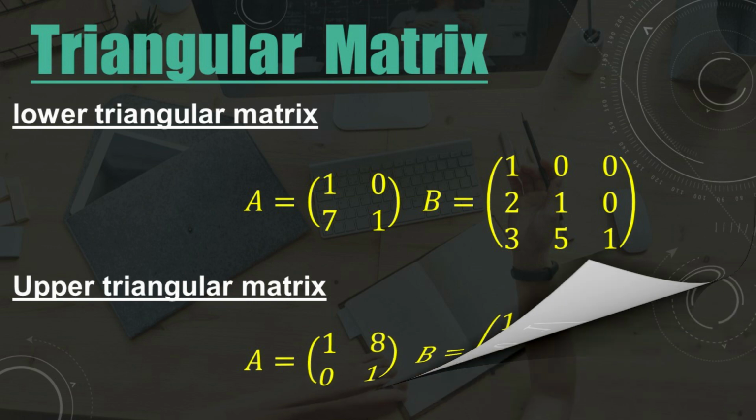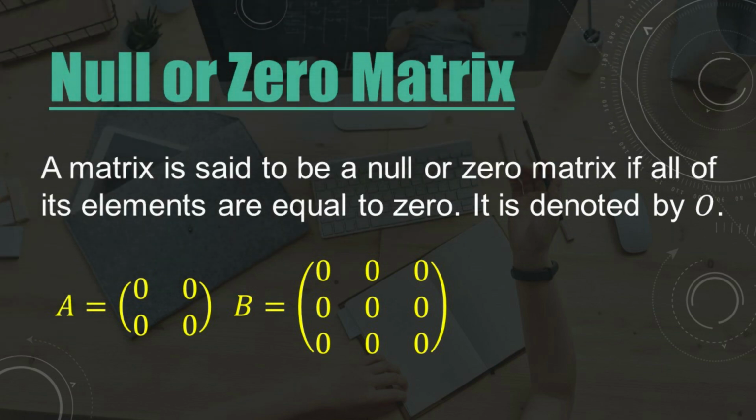The next one is null or zero matrix. Null means 0. A matrix is said to be null or zero matrix if all of its elements are equal to 0. It's denoted by O. All elements should be 0, but it's defined only for square matrices.